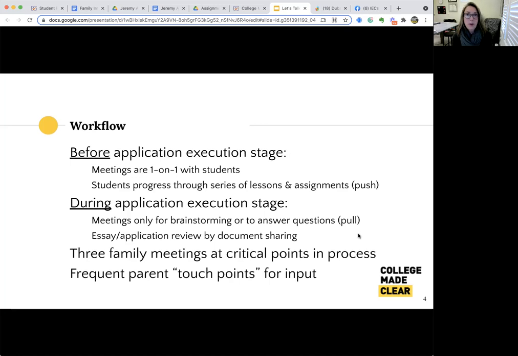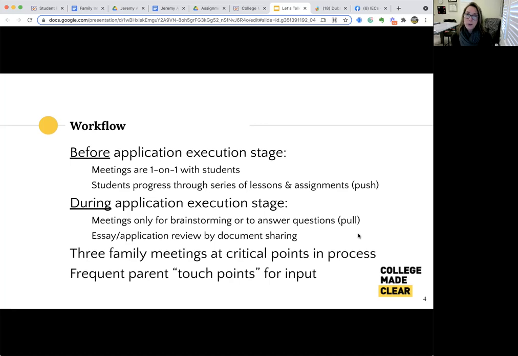Along the way, I have found it's important to have frequent parent touch points for input. My parents pay hourly, right? So I on purpose have the family meeting in the middle, right as we're about to go into the application and execution phase, because I want to make sure parents understand the workload that's coming for the student and also the invoices that are going to be coming. The number of essays really drives the total expenditure on a parent's part, and I want them to be prepared for that.